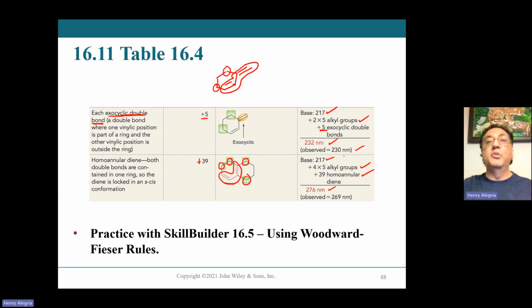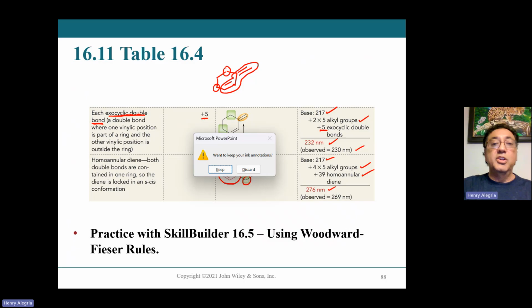So you see how the Woodward-Fieser rules allow us to predict with a high degree of accuracy. They're not necessarily precise, but close enough to the observed values that we can make those predictions. And really, this is it for UV-Vis spectroscopy. We're just looking at the extent of conjugation.